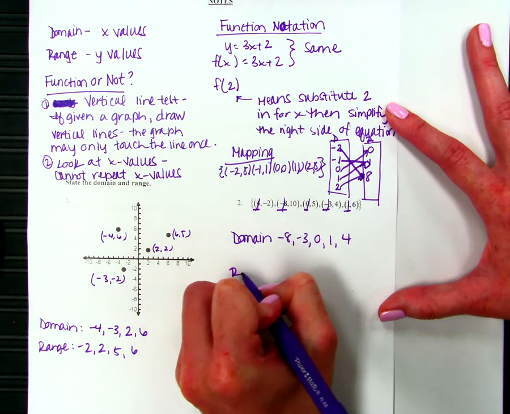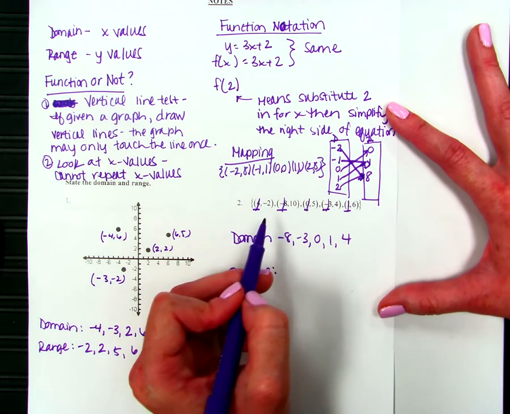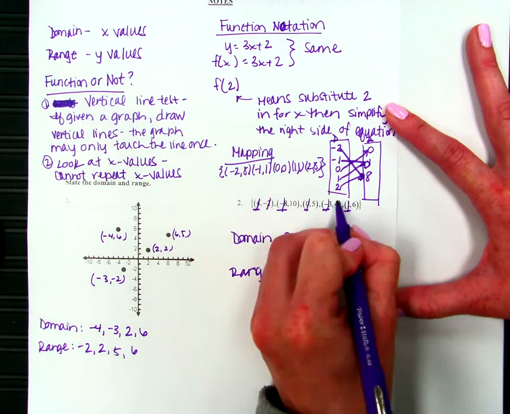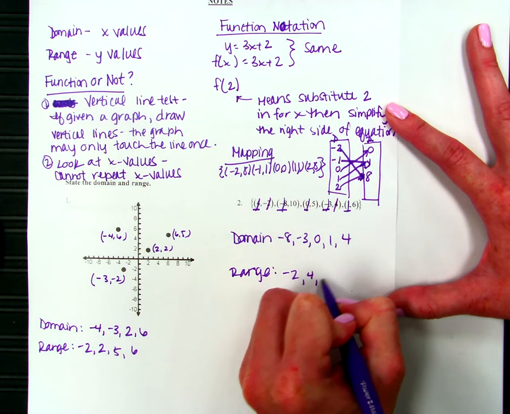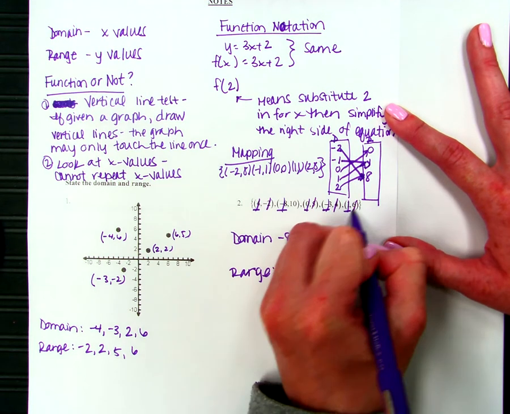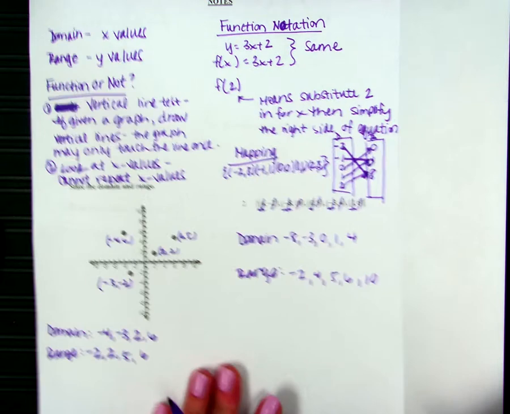My range is all my y's, so everything I have left over. I start with a negative 2, a 4, 5, 6, and 10. So there's my domain and range for number 2.